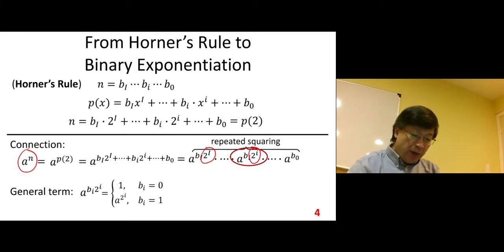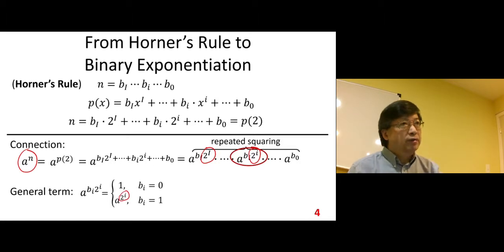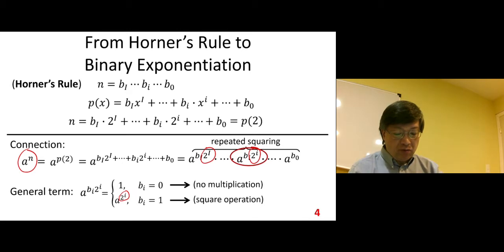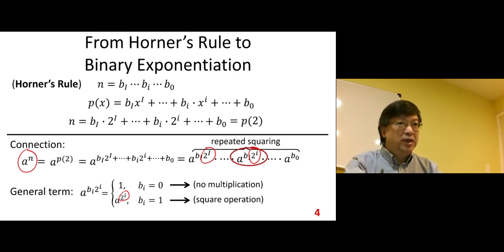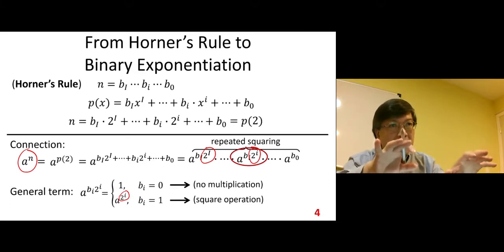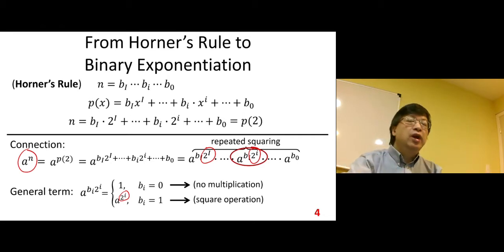But when b equals 1, so you only have power of 2 at the exponent, that's a square operation, power of 2. So you keep doing square operations. See? So here you can see we have some chance to organize our data in a special way so we can reduce the number of multiplications.